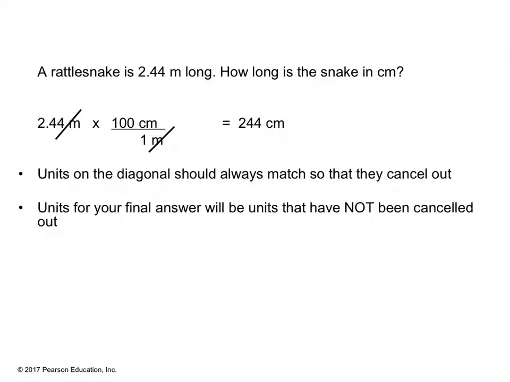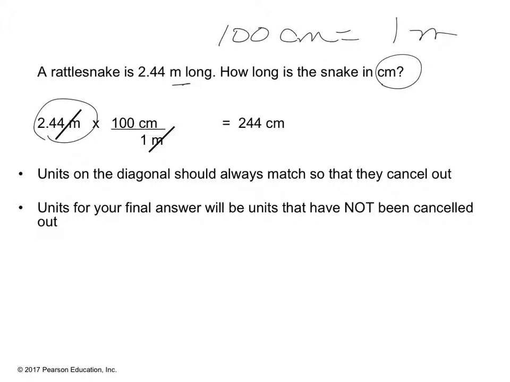Here's another example. A rattlesnake is 2.44 meters long. Now, back in our measurement and unit lecture, I told you that you will need to convert between different metric units and that you need to know the most common prefixes. This would be one example of that. So once you memorize those conversions, you will hopefully know that 100 centimeters equals 1 meter. So that is your conversion factor.